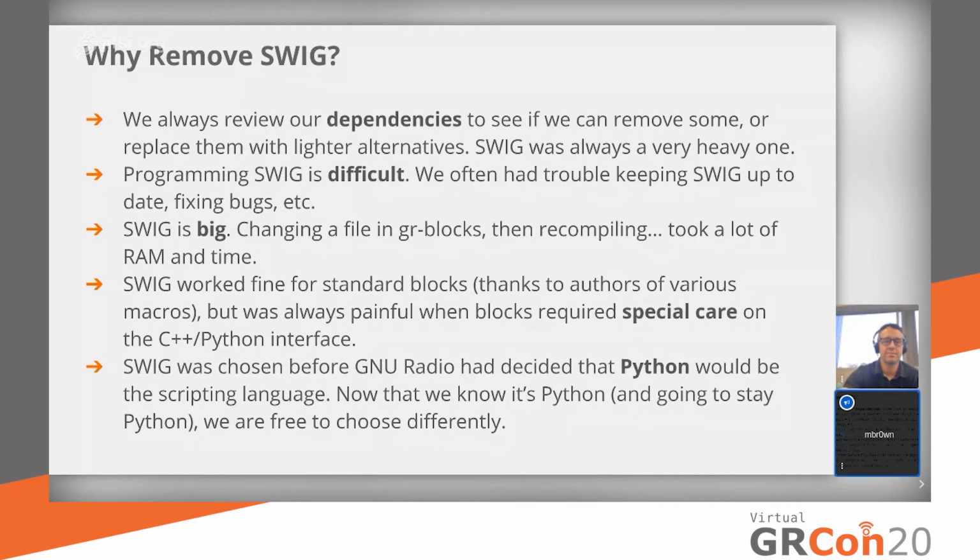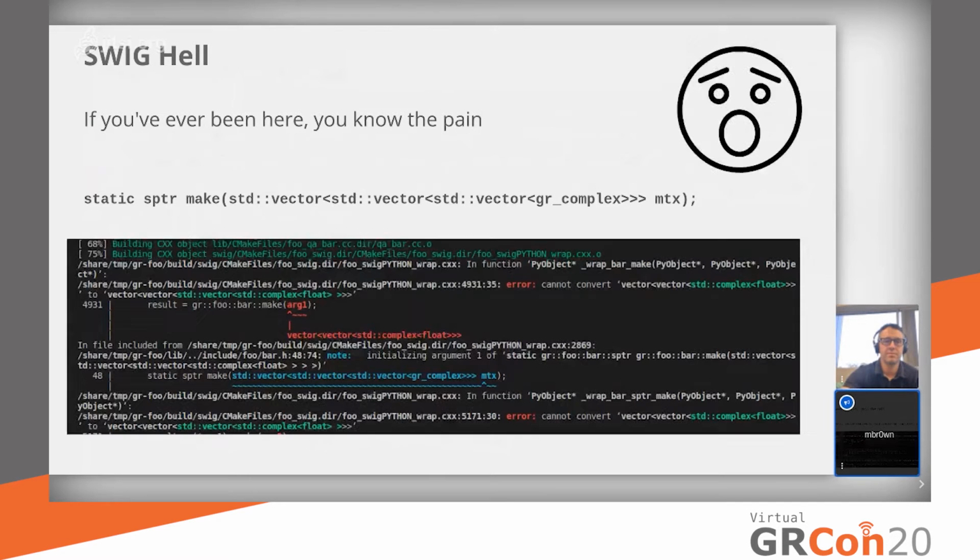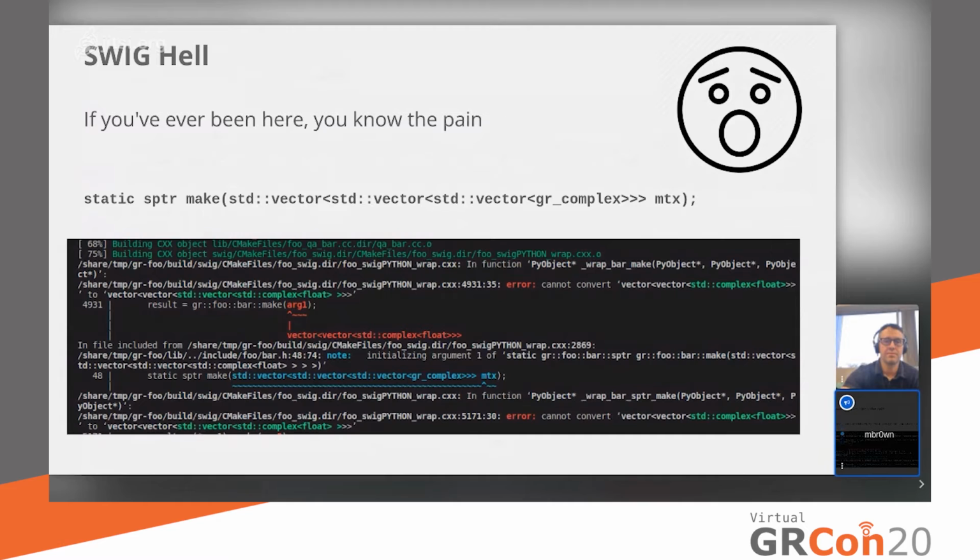And finally, SWIG was chosen at a time when the GNU Radio community hadn't fully committed to Python. Now that we have, and we're not going to start supporting other languages wrapped straight from C++, we know that we can also use a different tool. SWIGHEL is what I mentioned earlier. It's what we named the place you end up when you actually have to debug SWIG, because you always end up with crazy compiler errors. And whenever I fixed them, I always felt like I had no idea how, or like I just did not understand it.